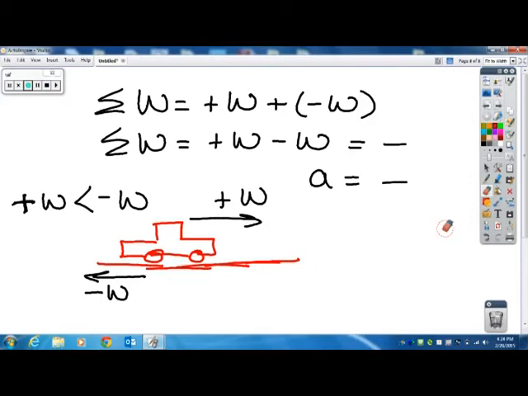If your net work is zero, the object maintains a constant velocity. If your net work is positive, the object will accelerate. If your net work is negative, the object will have a negative acceleration. It will decelerate. And that all stems from the idea that if you give a system energy, if you give it positive energy, it's going to accelerate.